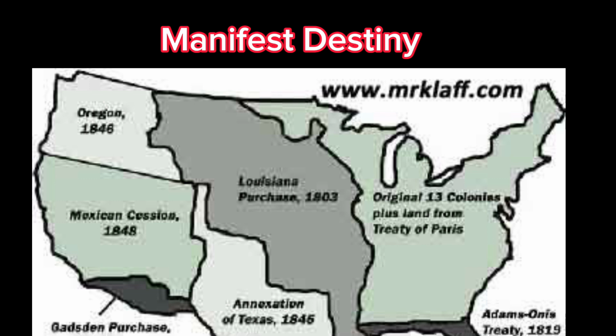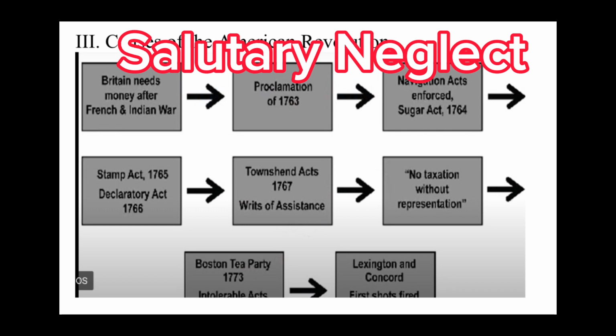Manifest Destiny. Here you have a great map that will show you everything from the Louisiana Purchase all the way to the West Coast. Number 11. Know all about salutary neglect? This is a big one. All of those causes for the Revolutionary War happened when salutary neglect ended after the French and Indian War.